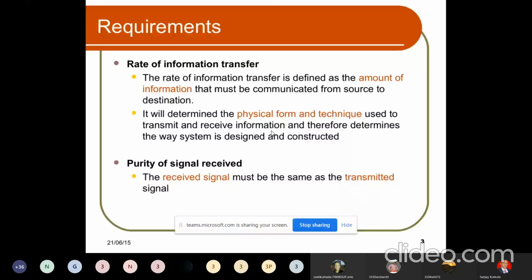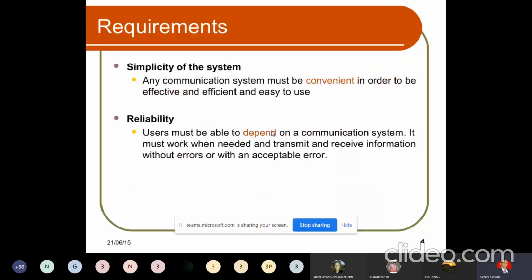The next point is simplicity of the system. In order to be effective and efficient, the communication system should be convenient to all of you.